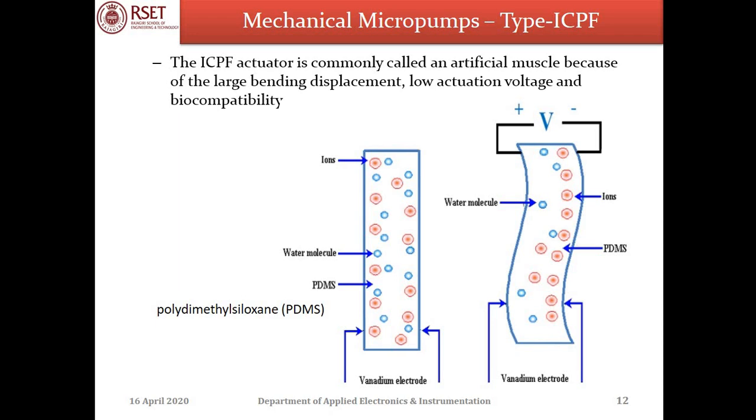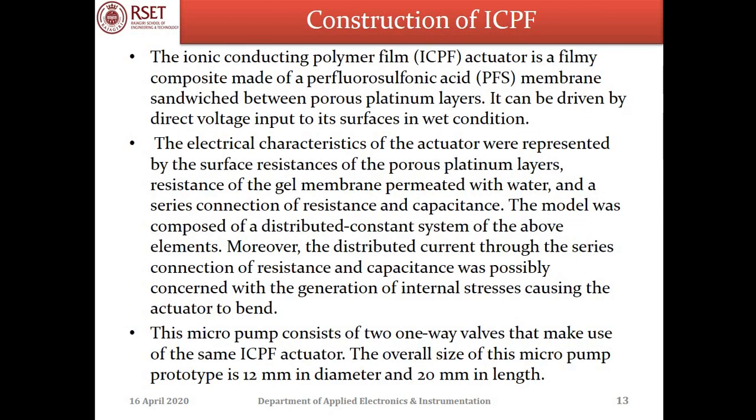As a result, there is a bending of the material either to the upper side or to the lower side. So there is a stress gradient built from the ionic movement due to the electric field, and this stress gradient will act as the actuation, as a result of which microfluid gets pumped. So this is how ICPF type of mechanical micropump is going to work. Now this is a slide which gives you the details of how the construction of ICPF is made.